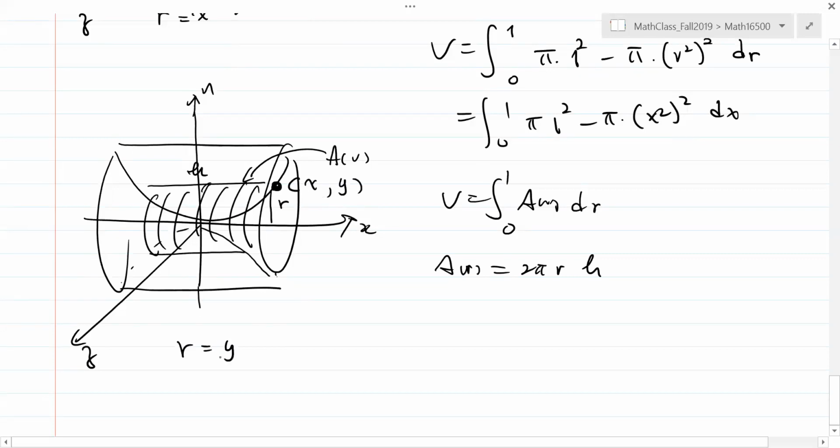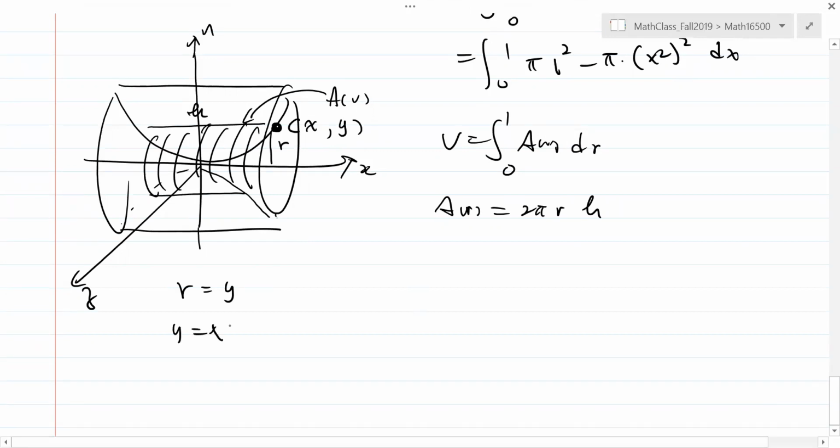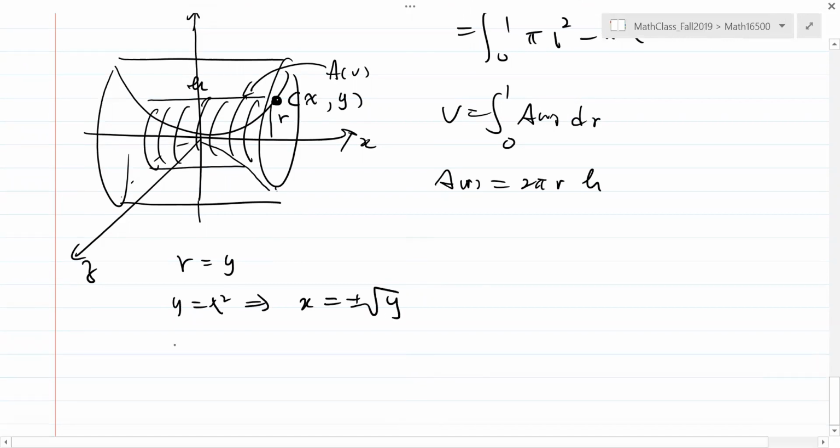So R is going to be Y. But H is going to be double of the X because it's symmetric, right? So for the fixed Y, how to find the X? You see, Y is going to be X squared. So that implies X is plus or minus square root of Y, right? So that means H is going to be positive square root of Y minus negative square root of Y, which is 2 square root of Y for the fixed Y.